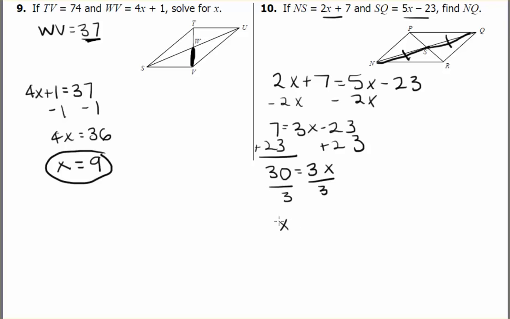So I end up getting that x equals 10. Again, you want to double check that you solved what it asked for. So it asked for NQ, so it asked for this whole diagonal length. So the first thing I need to do is plug it into one of these equations. So I'm going to plug it into the 2x plus 7.